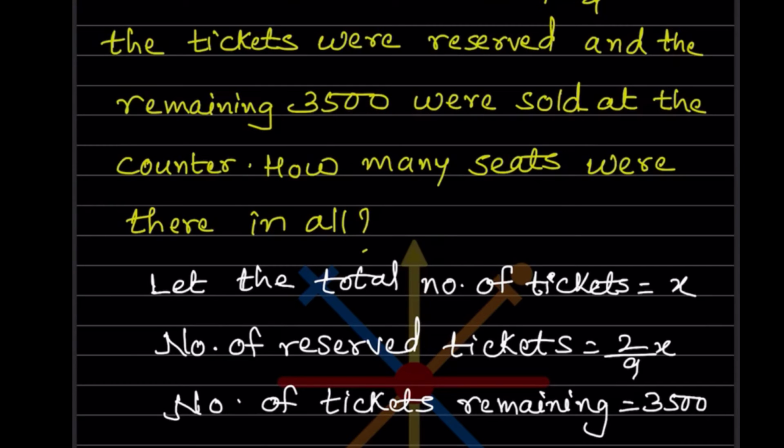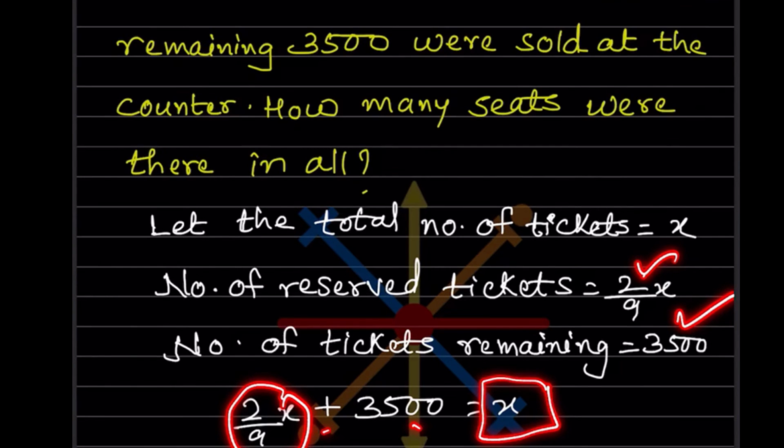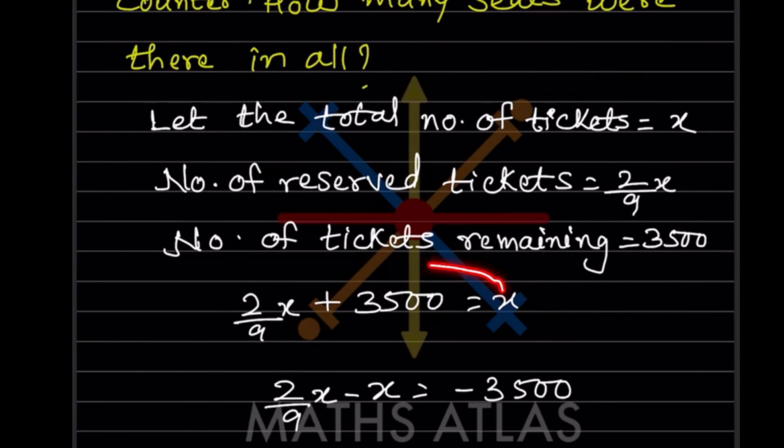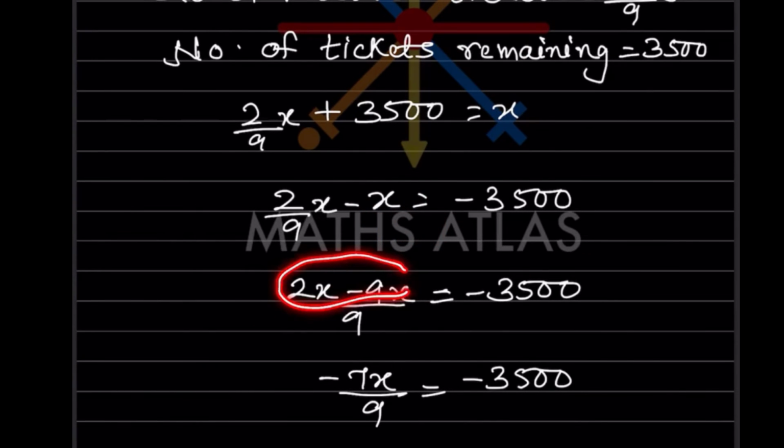Now the total number means we can add this plus this: 2 by 9x plus this is going to be the total X. So when we bring this X on this side, that will be minus X. And if we take this plus on this side, that is going to be minus. So now the LCM is 9. So 2x minus 9x divided by 9 is minus 3,500. So this is going to be minus 7x by 9 is minus 3,500.